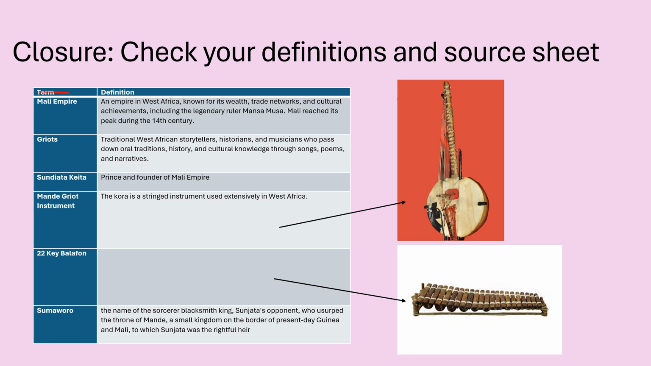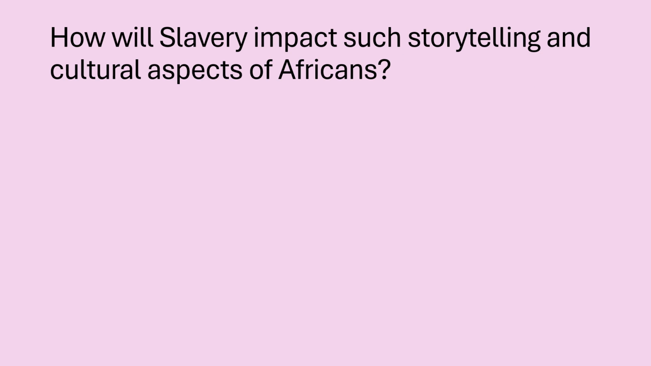On the guide sheet, we want to be able to define these terms and treat them like definitions. Here you can check your answer. The Mali Empire, griots, storytelling, how history was transferred from one generation to another, as well as the role of musical instruments for West Africa, and the story of how Sunjata Keita winds up gaining control of the Mali Empire. Just a side note question here, how will slavery impact such storytelling and cultural aspects of Africans? This is something that we're going to come back to.